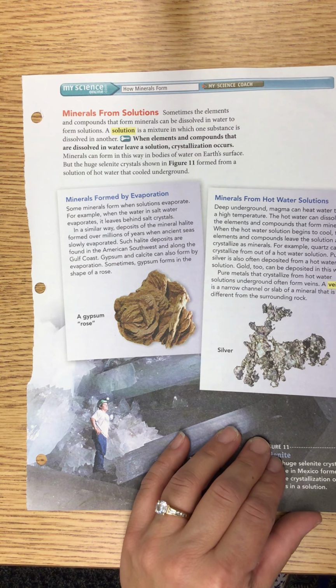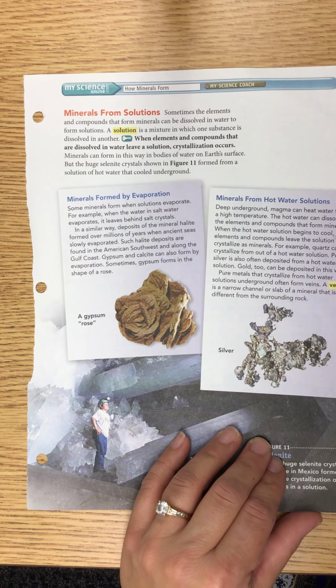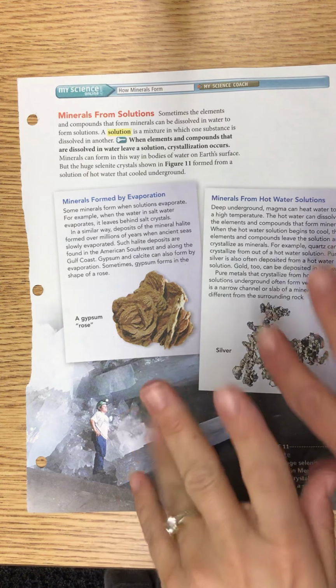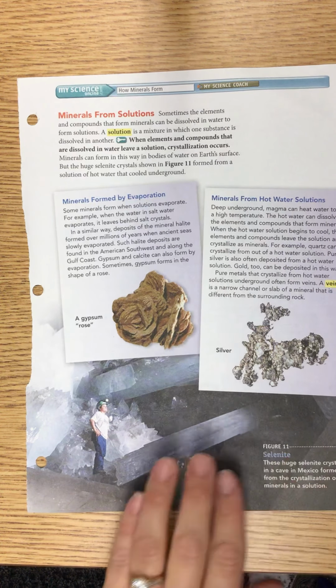Pure metals that crystallize from hot water solutions underground often form veins. A vein is a narrow channel or slab of mineral that is different from the surrounding rock. So it'll be veined right throughout it. It's not just one big chunk. So it kind of worked its way through.